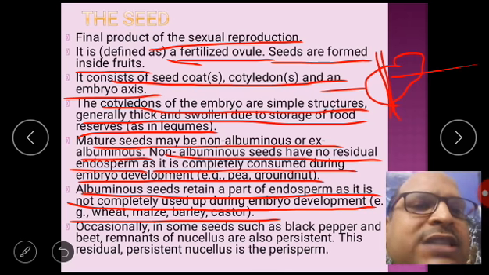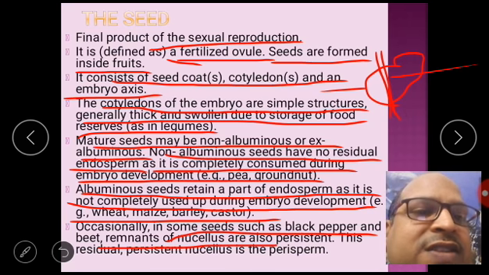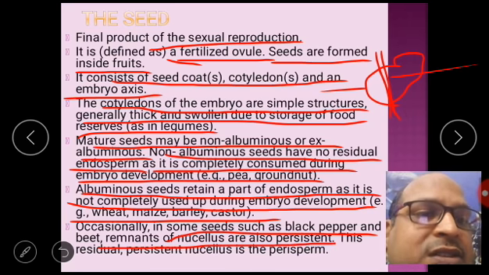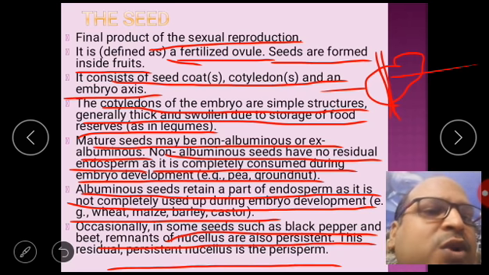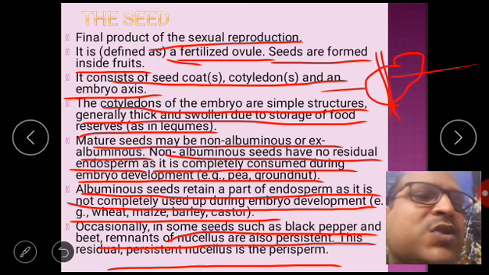Now, occasionally, in some seeds such as black pepper and beet, remnants of nucellus are also present, and persistent. This residual persistent nucellus is known as perisperm.